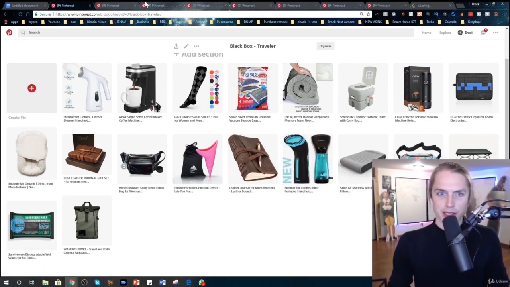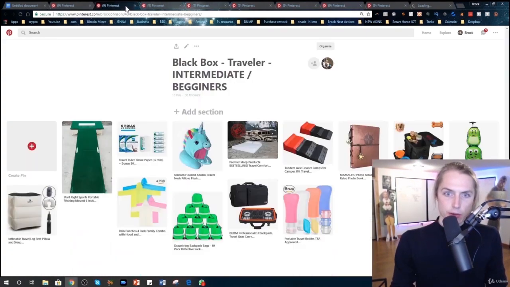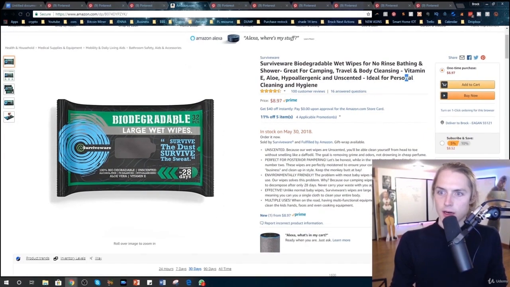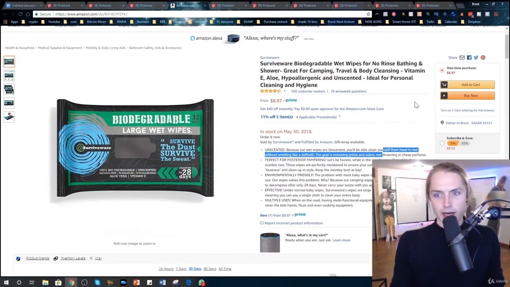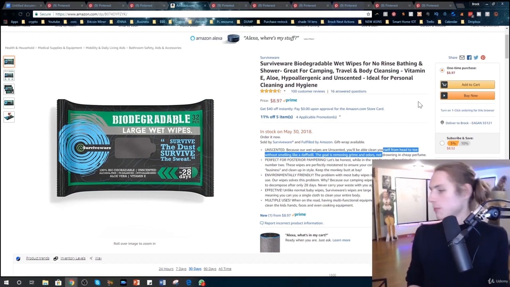We'll look at one just to see what the keywords look like. But all right, so cool. Okay, so right here we have these biodegradable wet wipes. So I bought some of these, and basically with the Traveler, when you're going on hikes for 4-6 days and you don't get to shower, wet wipes are huge. There's actually these ones that these people did really well.